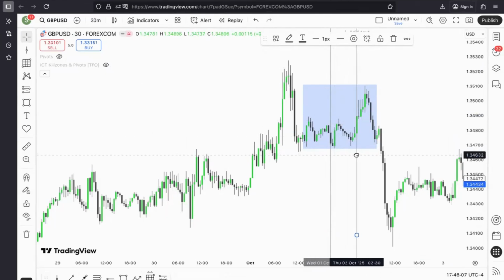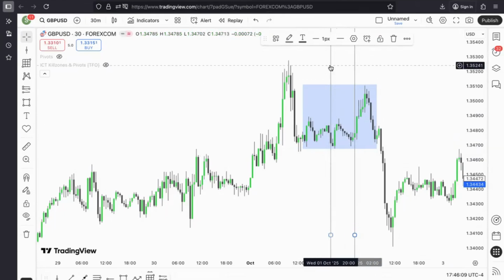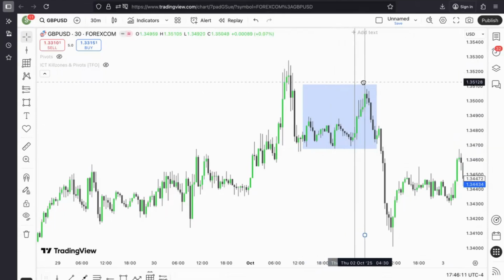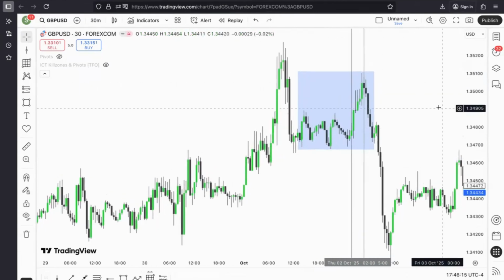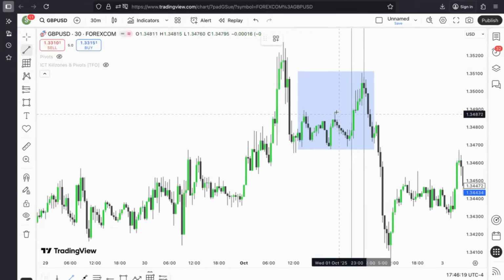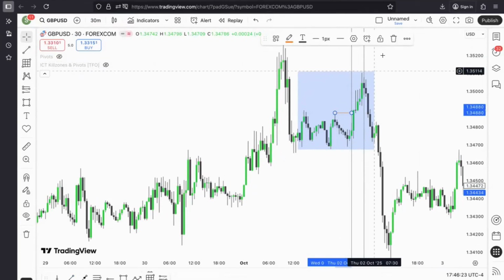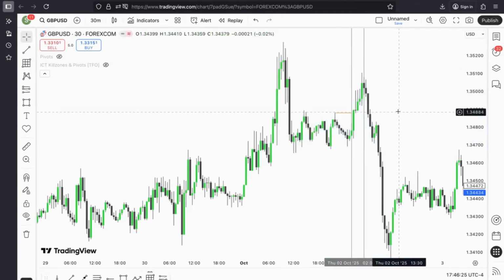From 2 a.m., right? 2 a.m. Eastern time to 5 a.m. So that is when you want to expect your manipulation. And as you can see, this is the high. I don't want to draw too many lines on my chart, so that's why I didn't do that earlier on. So this is the high of the Asian range.